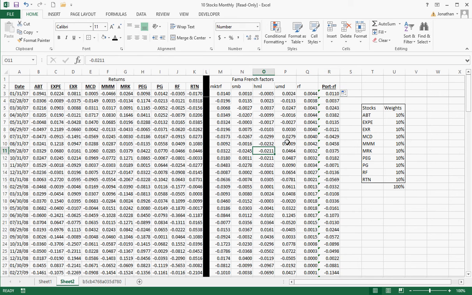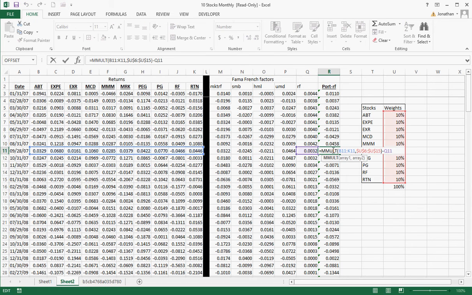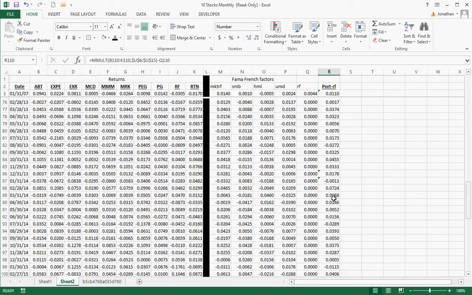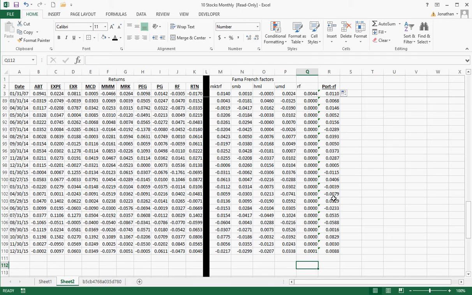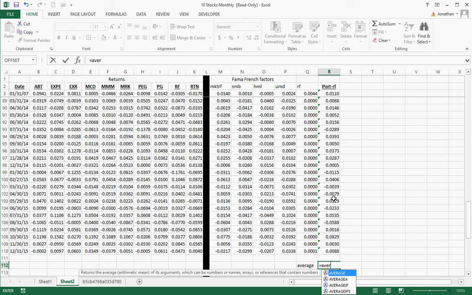Okay, now that we have the portfolio built, we can test the portfolio to make sure it works. Just going back to where we were, we have the returns multiplied by the weights, subtracting the risk-free rate. So let's go to the bottom, control down, and I need to have the average. So type here just equal AVERAGE, period, control up.